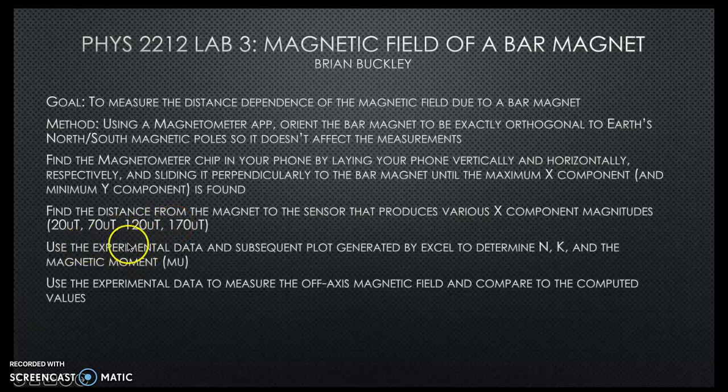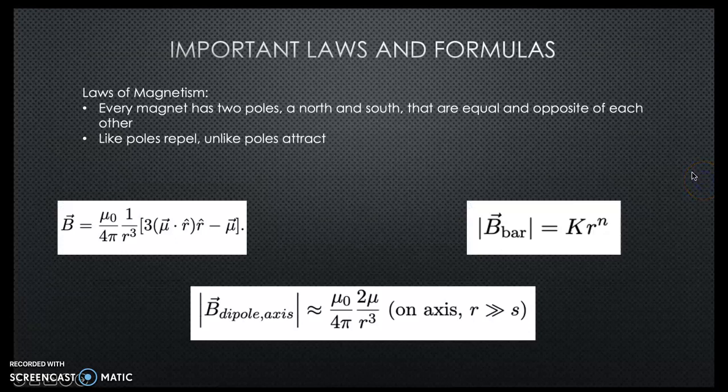We will then use this experimental data and the subsequent plot generated by Excel to determine our n, k, and from k, the magnetic moment mu values. We will also use the experimental data to measure the off-axis magnetic field and compare it to our computed values in GlowScript. Some important laws and formulas to consider.